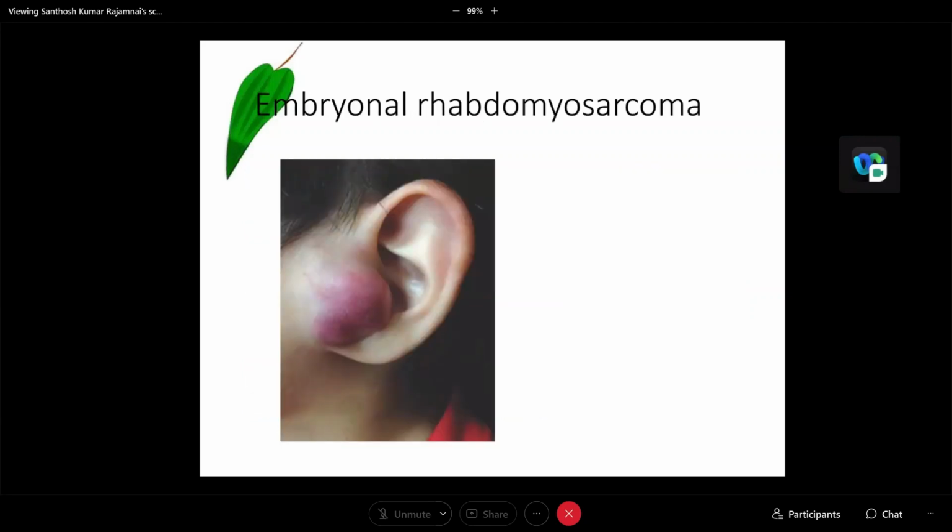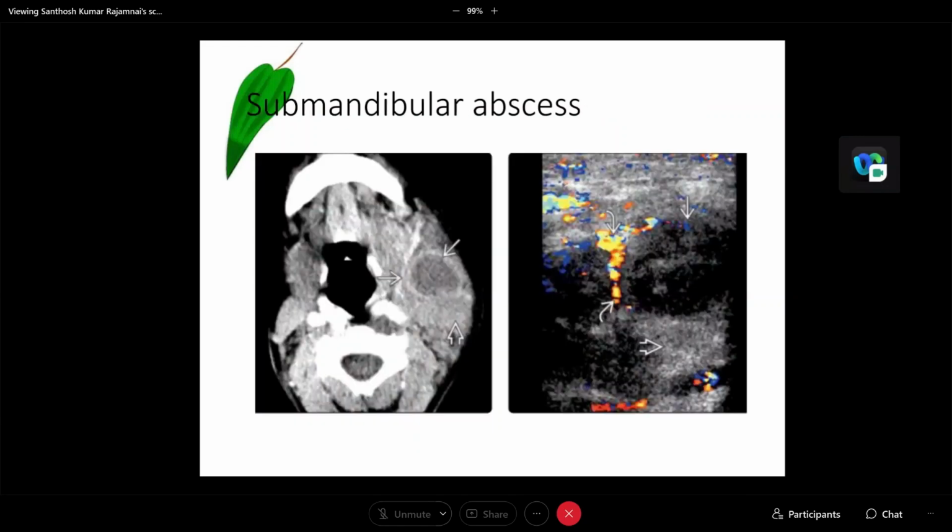And even rarer causes like embryonal rhabdomyosarcoma. So these can affect the paranasal sinus, they can affect the ear. So this swelling, which was looking like an abscess, turned out to be an embryonal rhabdomyosarcoma. Okay, so these are all the tumors. Let's look at the abscess.